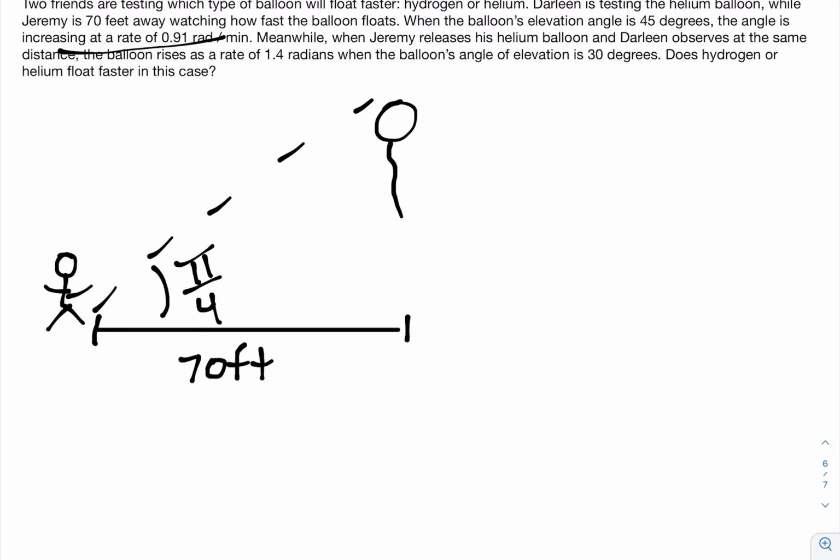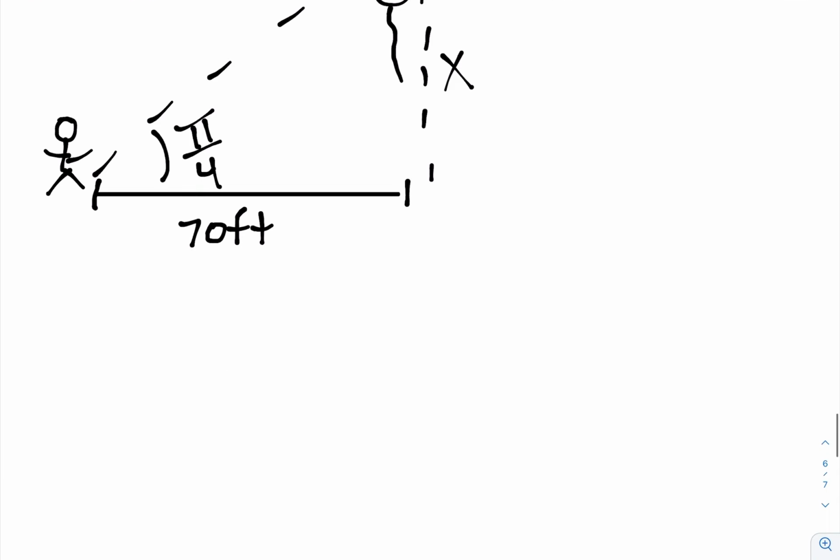And the increasing rate is 0.91 radians per minute, so that's going to be d theta by dt if we were to write a variable for it. Okay, so let's call this height here x. So we know the angle, we know the distance from Jeremy to Darlene to be 70, and we know the height is x, so we can write tan theta is going to be x over 70.